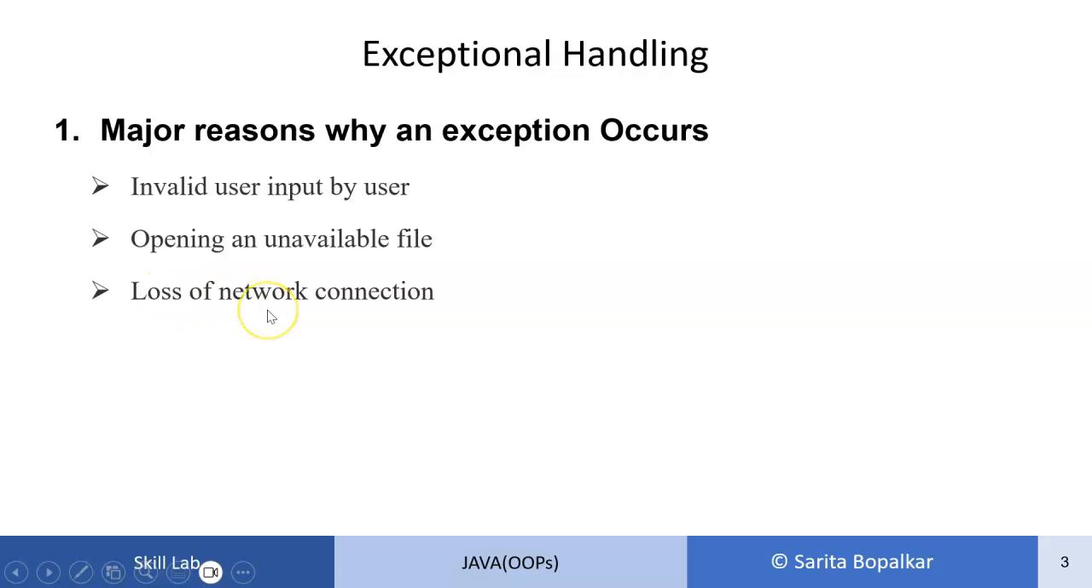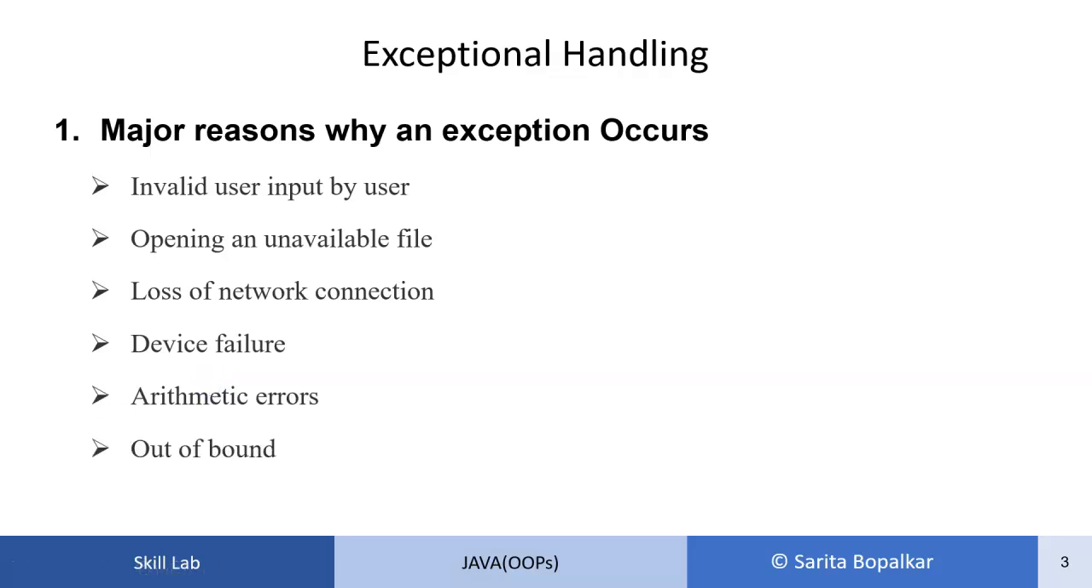Third one, loss of network connection. The program is supposed to access an internet connection but the user does not have an internet connection, or there is a failure of the internet connection. That is an exception called loss of network connection. Then device failure. Let's say the program wants to print something during execution and the printer is not available, or the printer is not working properly, or there is no ink or paper. And the other reasons are arithmetic error, out of bound.